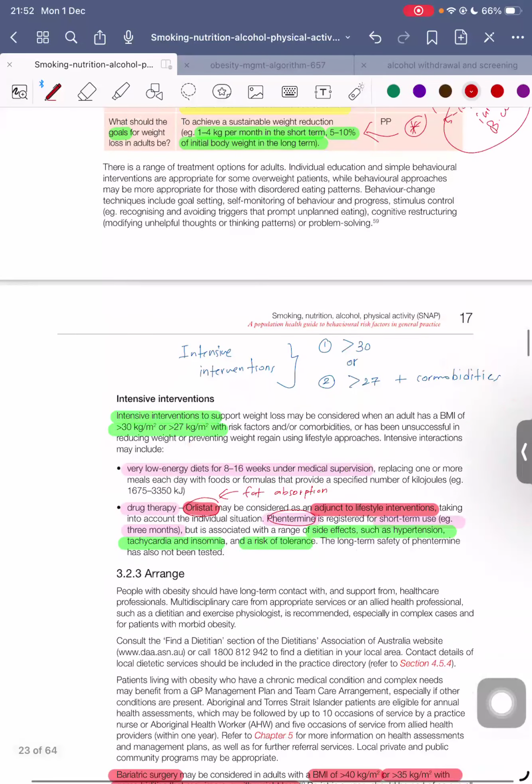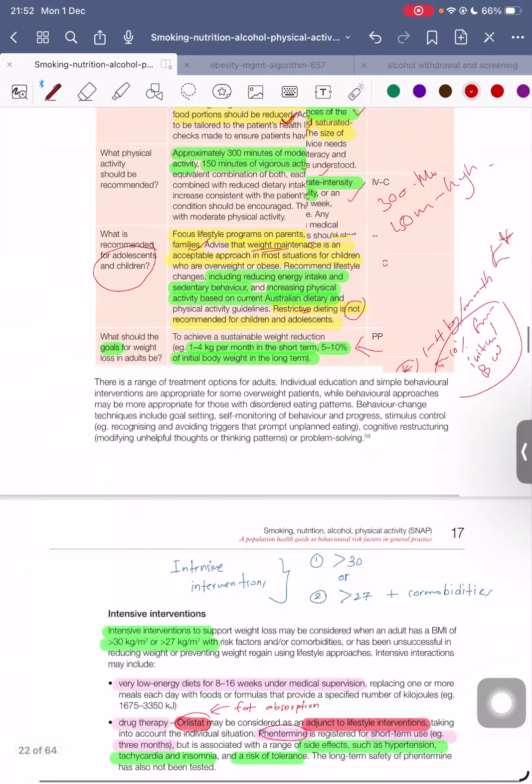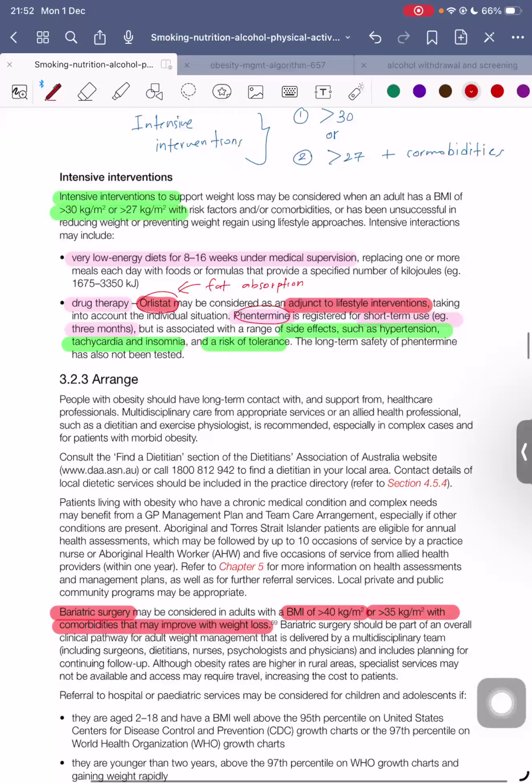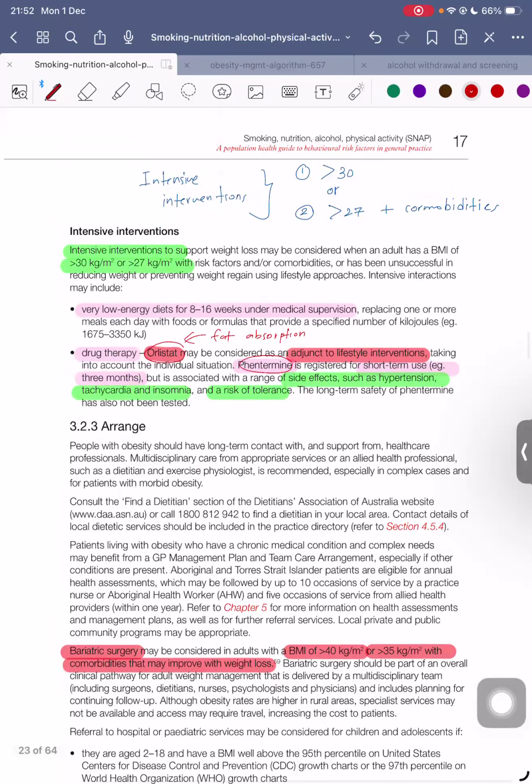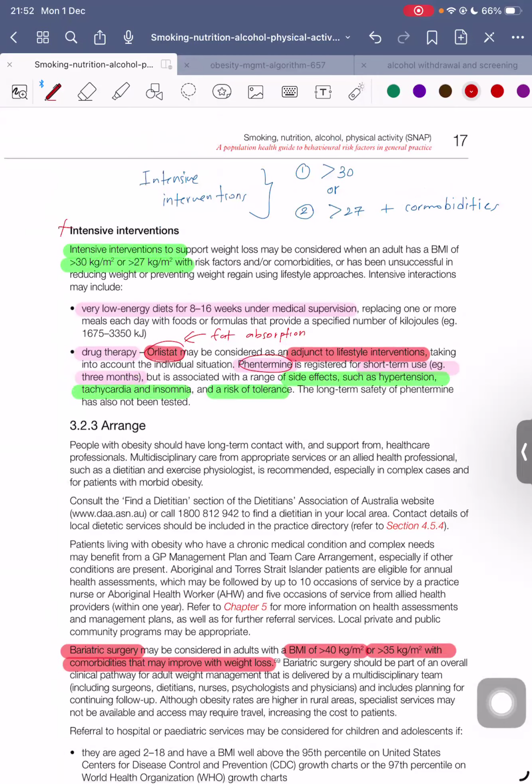And the next one. We have to consider intensive interventions, because obesity is a very high risk for cardiovascular disease, right? So here we have to consider intensive interventions for some categories. Who are they? Just remember like this. I will explain what intensive interventions are.